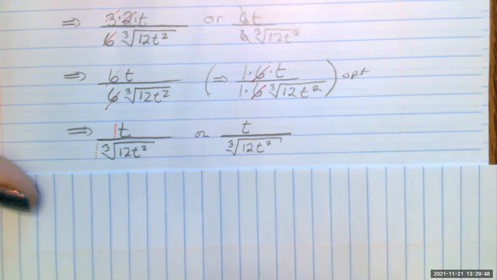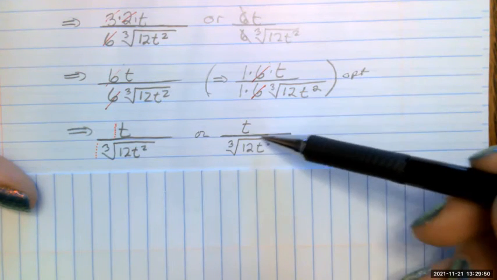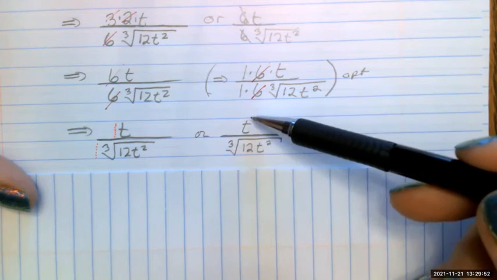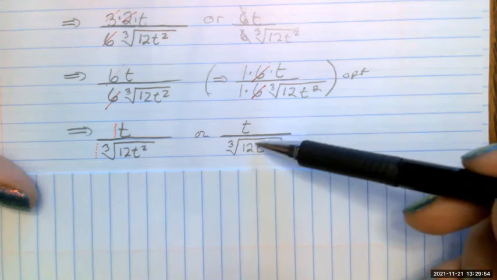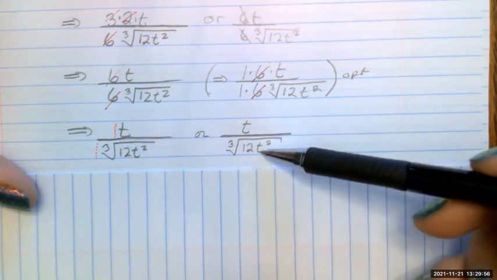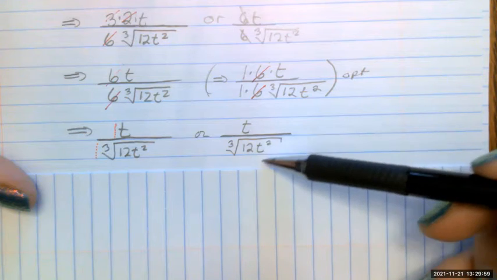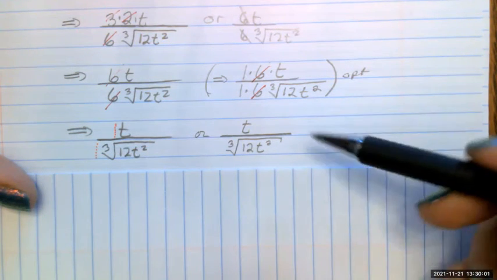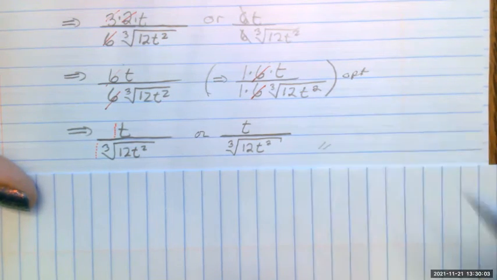I cannot reduce this t with this t squared. This is an outside number or variable. This is under the radical, inside. Outsides do not reduce insides, or vice versa. This is our final answer to this problem.